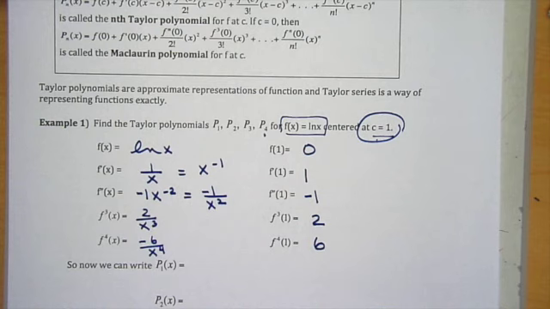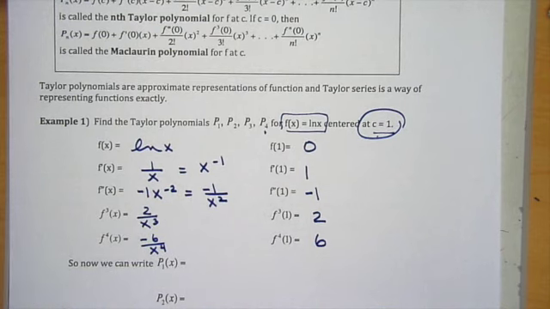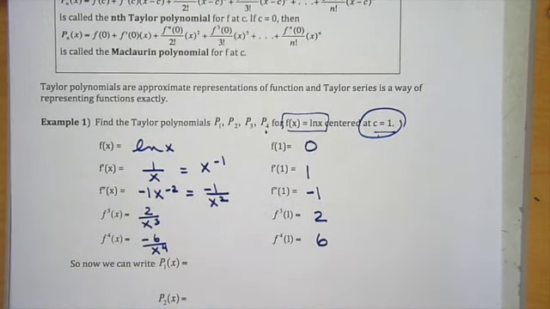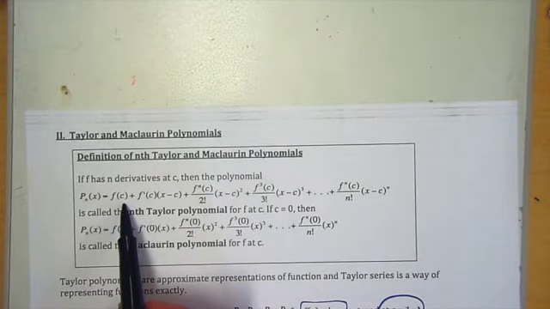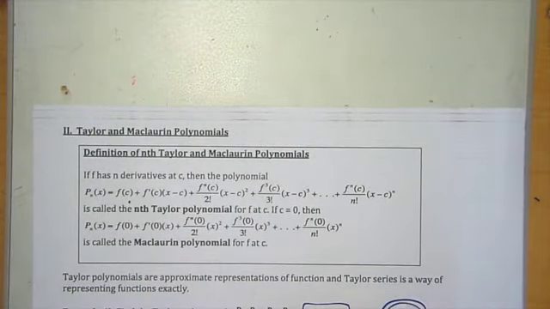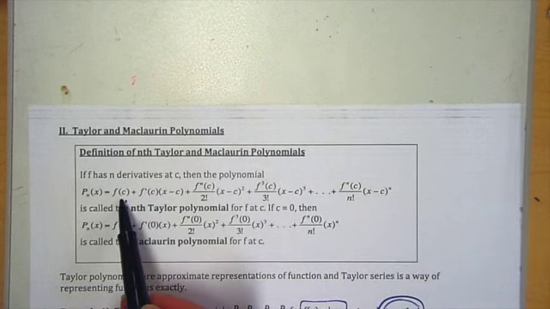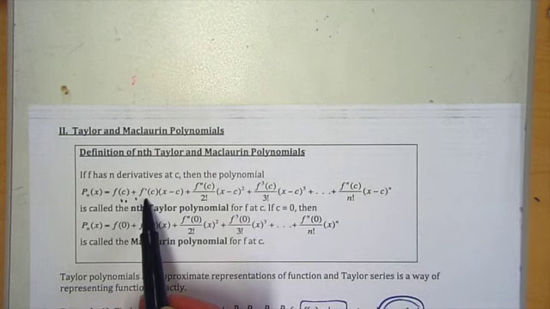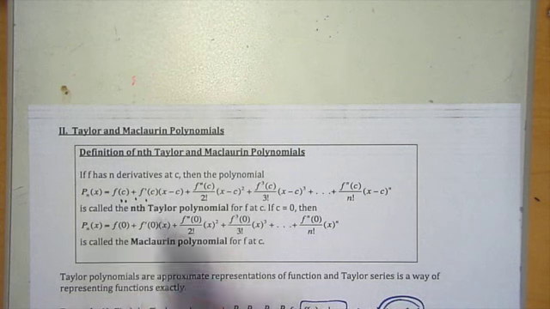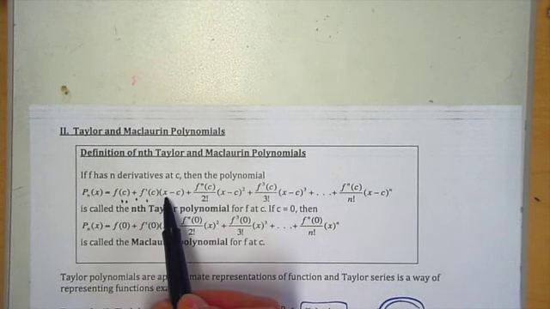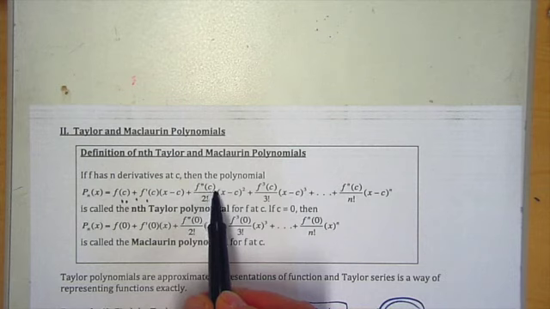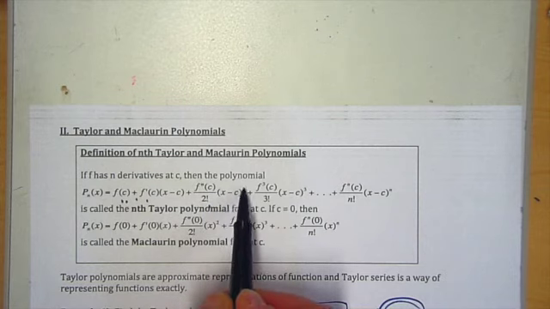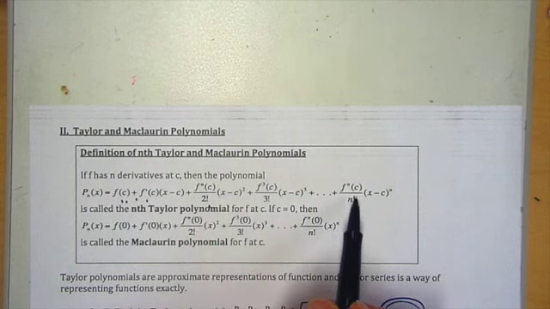Okay? So the way that you create your polynomial is, this is the pattern. It is f of c, so in this case 1 is my center, so it would be f of 1, which is 0, plus the first derivative at 1 times x minus 1, plus the second derivative at 1 over 2 factorial times x minus 1 squared, etc., until however many terms we want to get to.